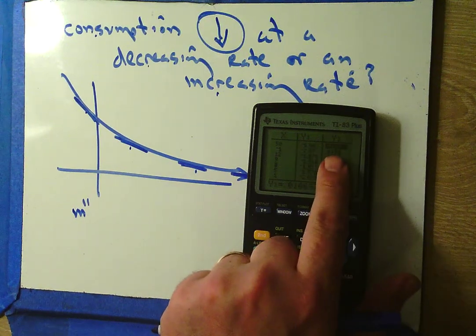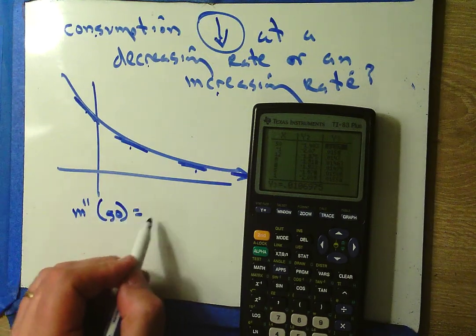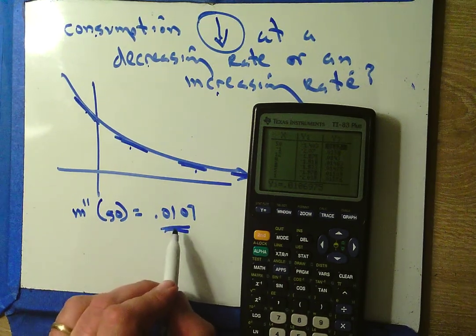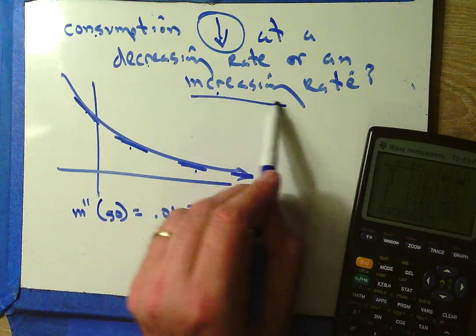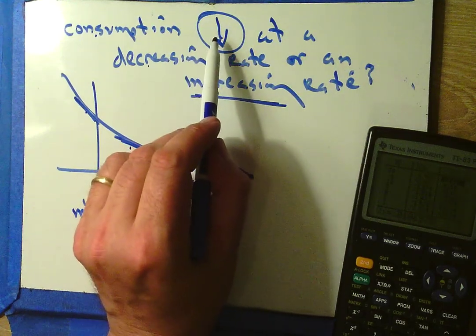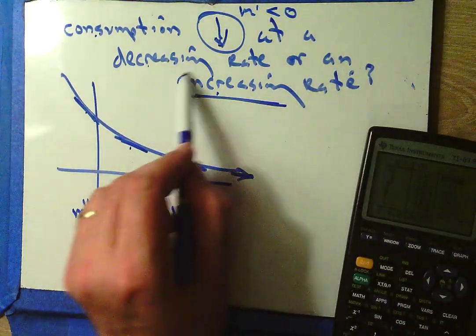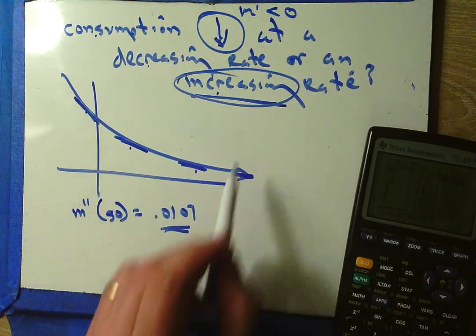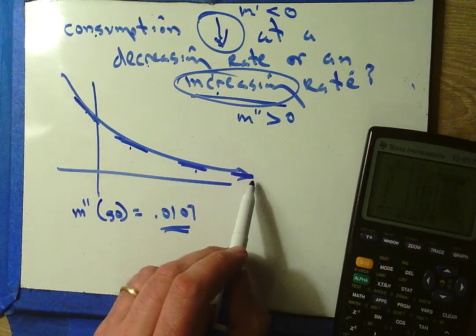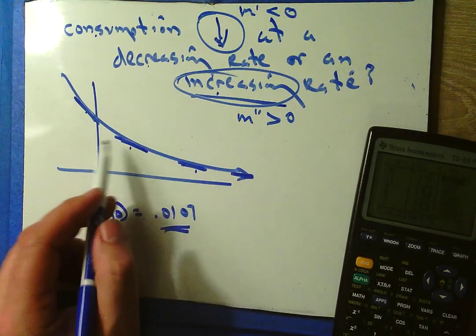So let's bring out our m double prime here, and notice that m double prime of 50 is equal to 0.0107. This is positive. That means increasing rate. The second derivative is positive, and therefore we're decreasing, because m prime was less than 0, at an increasing rate, because m double prime is greater than 0. But Mr. Kukla, these values are heading down. Yes, m is decreasing. I agree. But what about the slopes?